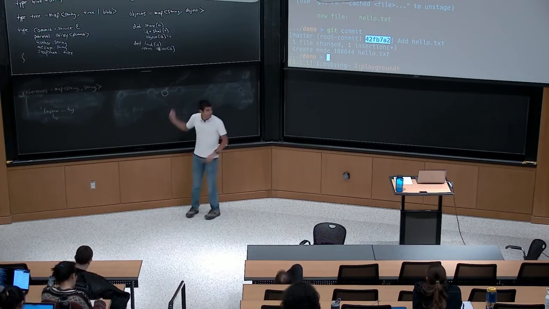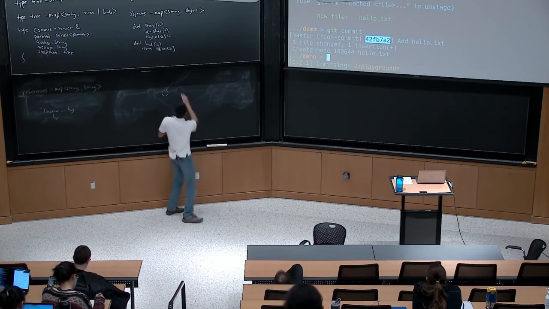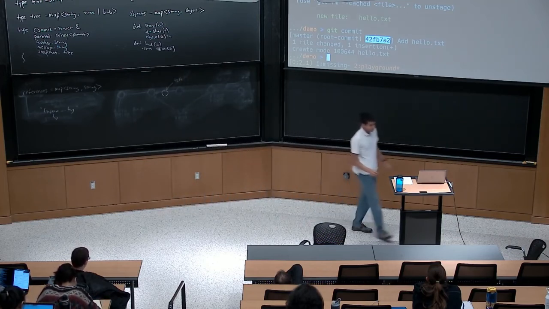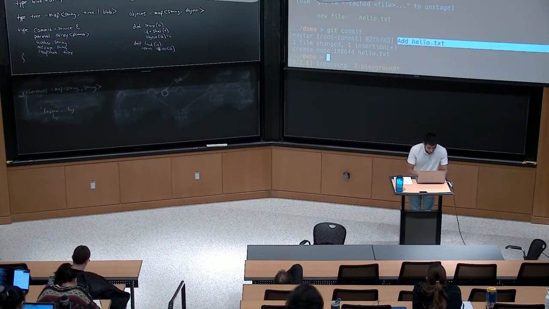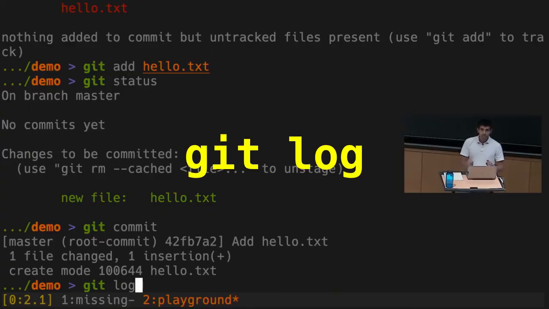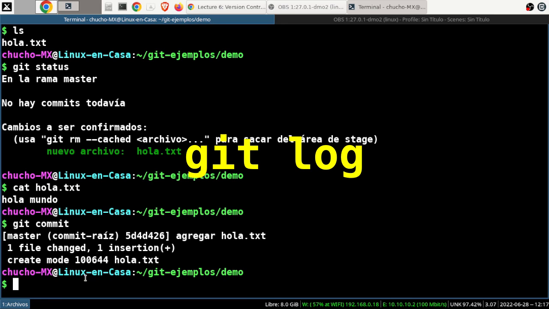And then hash 42FB something, something, something. It's actually truncated in the Git interface as well. This is just printing out my commit message again. And it says, as a reminder, I just added hello.txt. And so now if I use the git log command, so the git log command is really useful in that it helps you visualize the history, the commit graph.